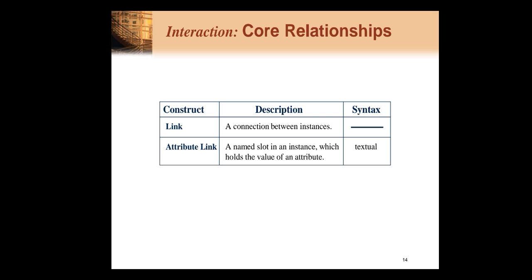Then link, a connection between the instances. When two objects are connected with each other, a line is drawn between these two objects to represent they are linked with each other. And attribute links, that means some naming convention is given to that link, and that is nothing but an attribute link which is in a textual format.